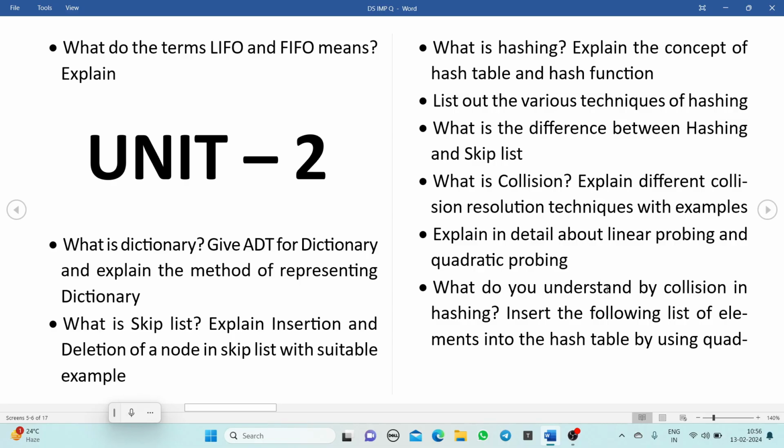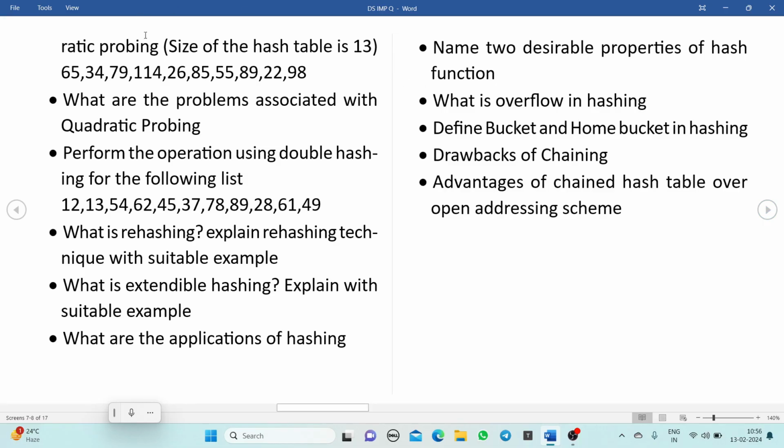And what do you understand by collision in hashing? Insert the following list of elements into the hash table by using quadratic probing. So the size is also given and the data is given here. Next, what are the problems associated with quadratic probing? Perform the operation using double hashing for the following list. What is rehashing? Explain rehashing technique with suitable example.